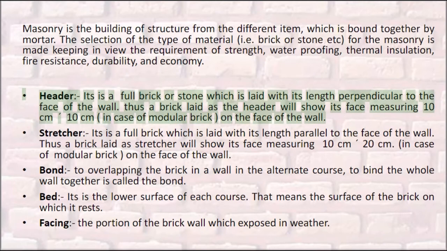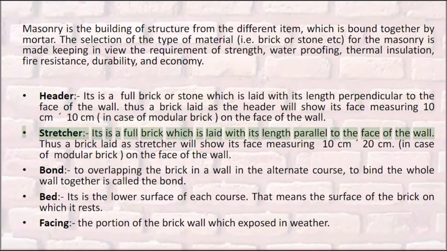Header. It is a full brick or stone which is laid with its length perpendicular to the face of the wall. Thus a brick laid as the header will show its face measuring 10 cm × 10 cm, in case of modular brick, on the face of the wall. Stretcher. It is a full brick which is laid with its length parallel to the face of the wall. Thus a brick laid as stretcher will show its face measuring 10 cm × 20 cm, in case of modular brick, on the face of the wall.